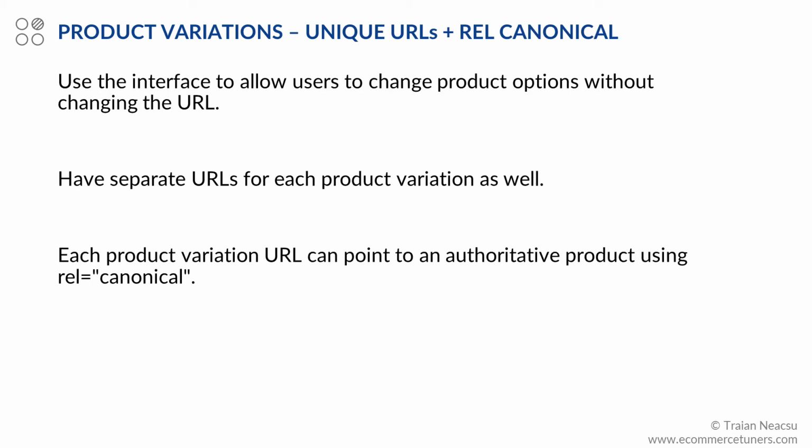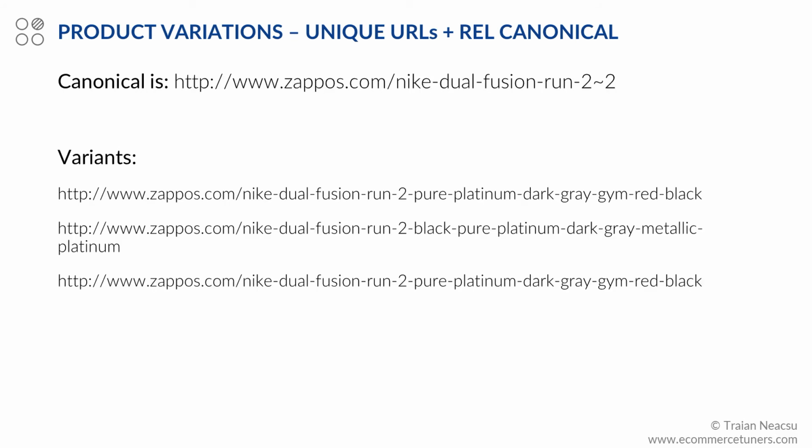A hybrid approach is to use the interface to allow users to select product options without changing the URL, and at the same time have separate URLs for each product variation. Each product variation URL can point to the authoritative product using rel canonical. This is how Zappos handles product variations. The canonical product page is this one. The following product variation URLs point to the canonical URL.